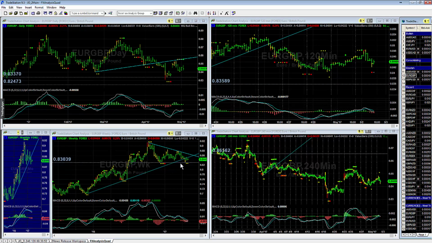And with the euro pound, you can see we've broken down through this weekly and we're coming up and retesting. So let's see if we can get some movement down. We're looking bearish on the weekly and a little bit of a bearish leg on the monthly. But we're still kind of consolidating after breaking through and running down to this previous low here. So let's watch what happens there.